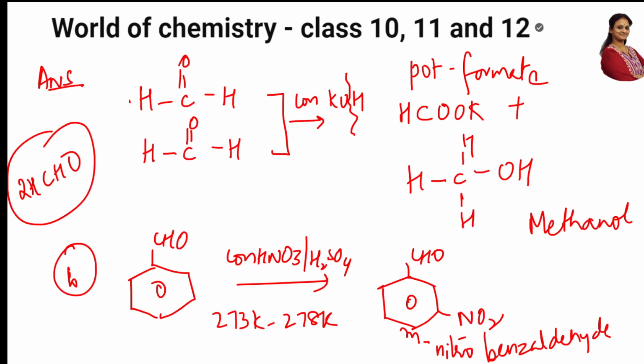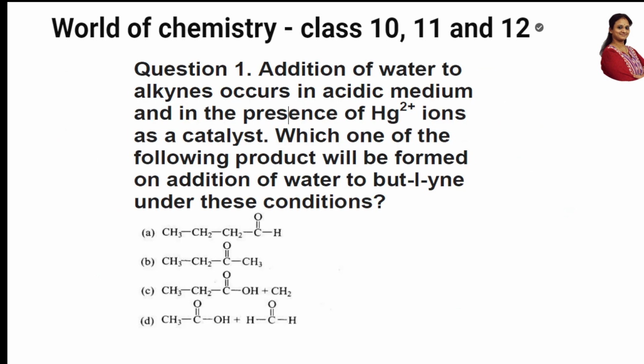Let us read the next question. Yes, a very important question. I named it question 1 because I took it from a different book. Chalo, let's start. Addition of water to alkynes occurs in acidic medium and in the presence of mercury plus 2 ions as a catalyst. Which of the following products will be formed on addition of water to butyne under these conditions?